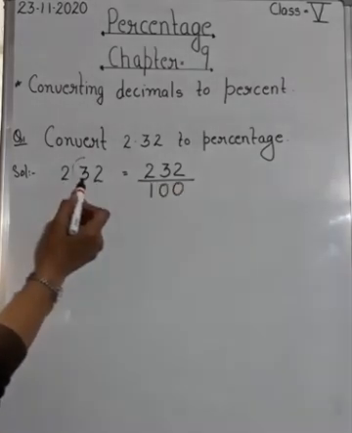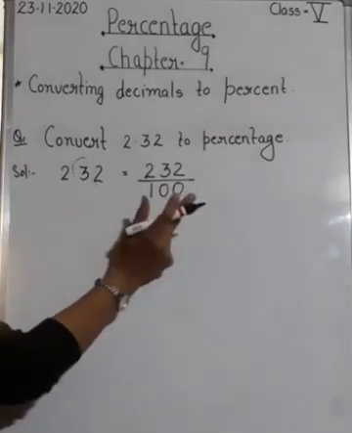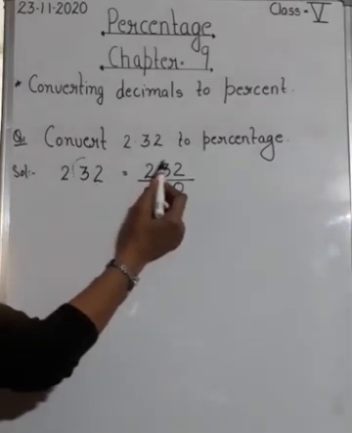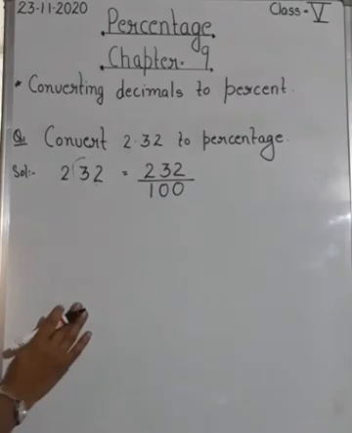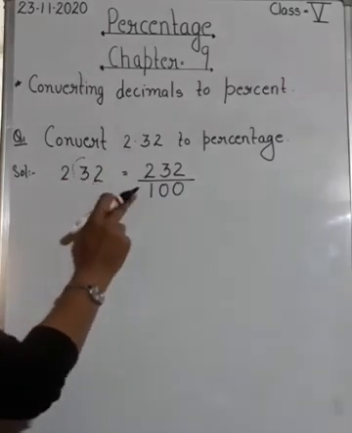After the decimal, how many digits am I having? 2 digits. That's why I have written 100, that is the digit 1 with 2 zeros. So I have removed the decimal and I have written 100 below it. So I have converted this decimal number into a fraction.